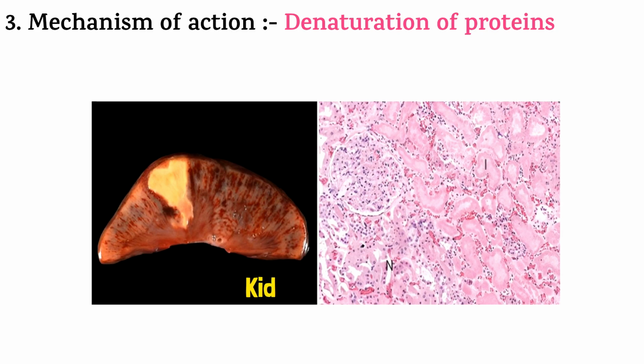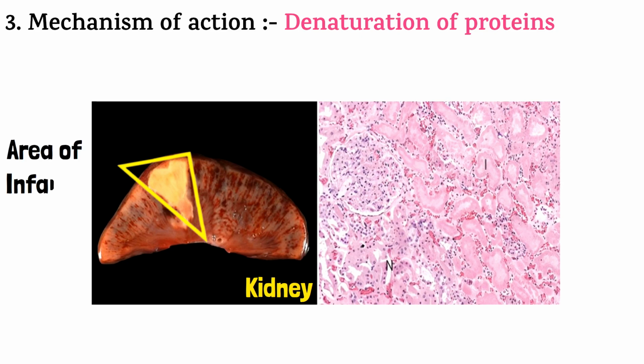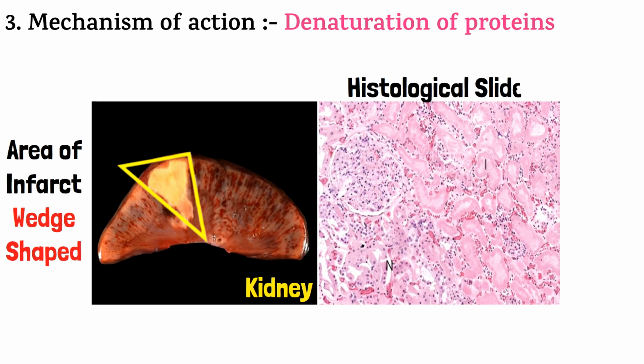So figure 1 demonstrates coagulative necrosis in the kidney. This area outlined in yellow is the area of infarct, which is generally wedge-shaped. The second figure demonstrates the histological slide. We can divide this image into two parts through this black line.